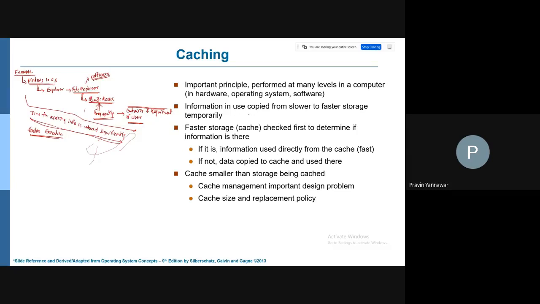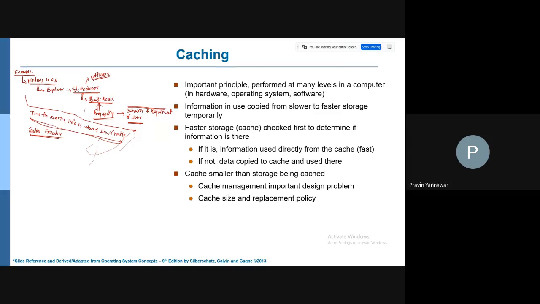Information in use is copied from a slower to a faster storage for temporary purposes. The fast storage is checked first to see whether that information exists or not. If the information exists, then it is simply used. If it does not exist, then it is retrieved. Data is copied from the cache and used.